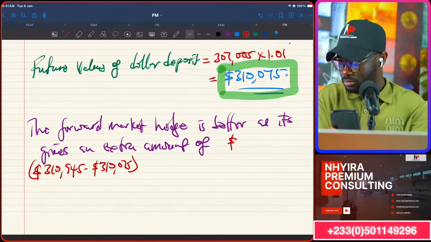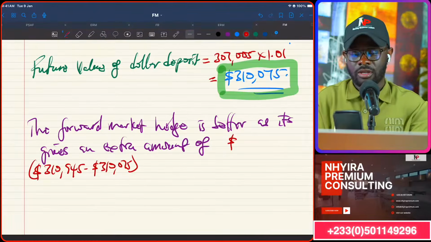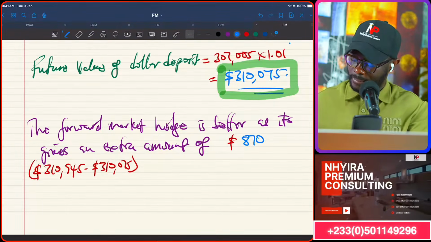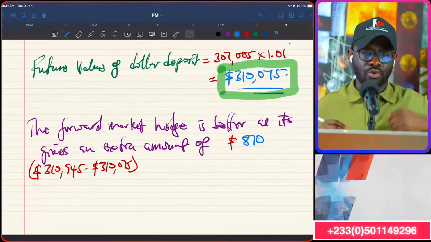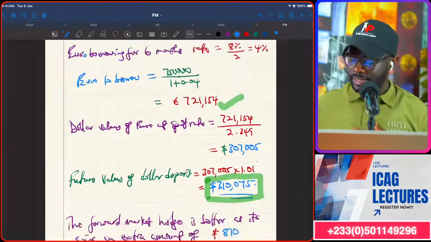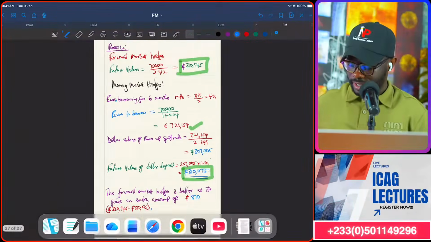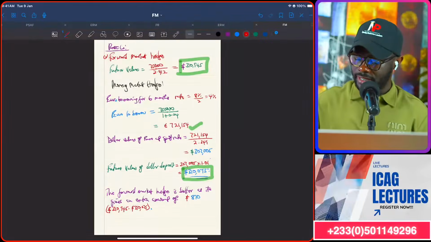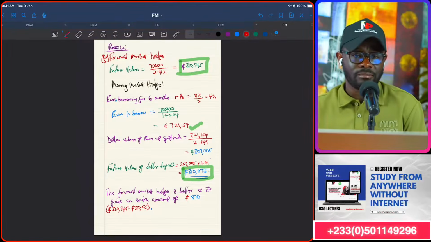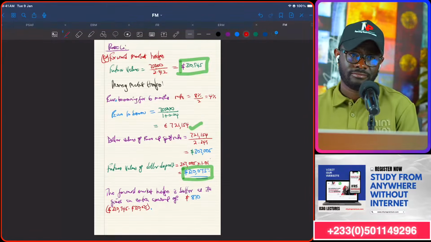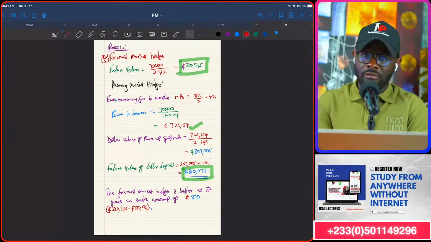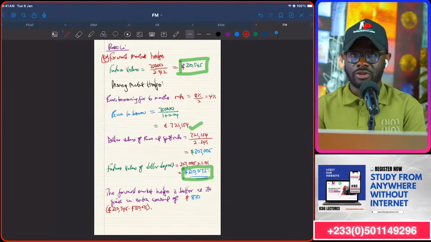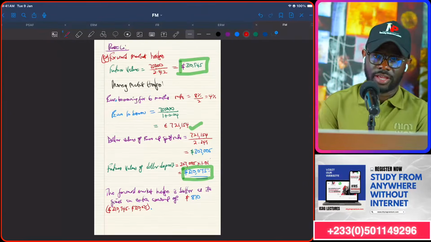Oh, that's $870. So we go for that. This is the answer to the A part of that question. Money market hedge and then forward market hedge. Purely on financial grounds, it is better to go for the forward contract in that regard.